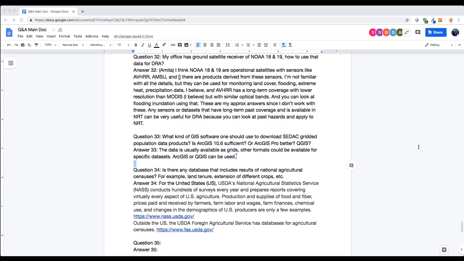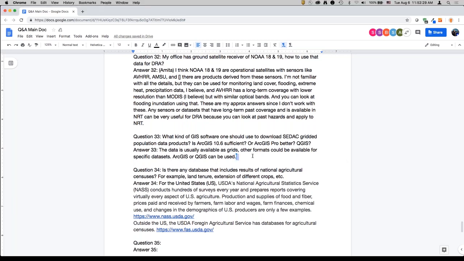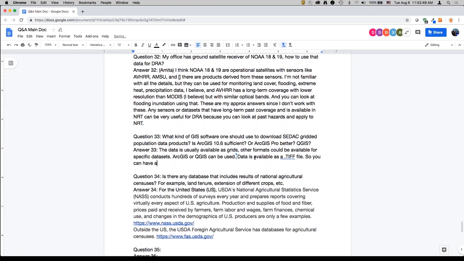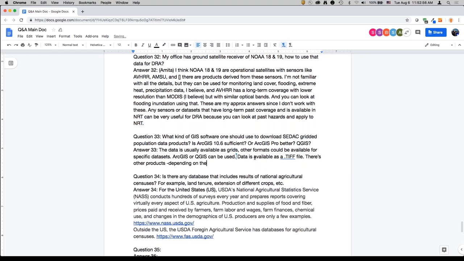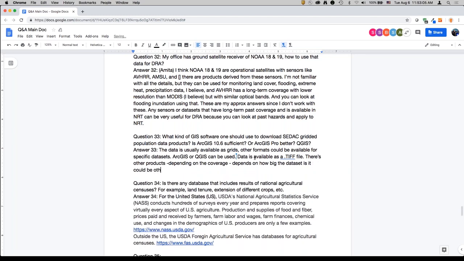So question 33, what kind of GIS software should one use to download SEDAC gridded population data products? The data is available as a TIFF file. There are other products which, depending on the global coverage and how big the data set is, could be other file formats. You can use ArcGIS, you can use QGIS. Both of them can be used.